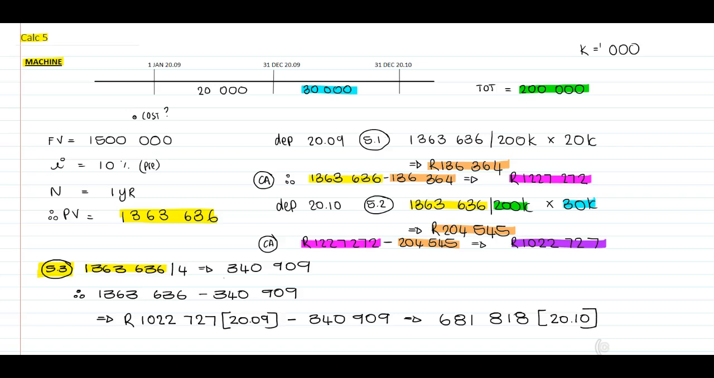Our tax allowance will be 340,909. Our tax base will be our cost minus our tax allowance of 340,909, and our tax base for 2009 will be 1,022,727. Minus the tax allowance for 2010, 340,909, and our tax base for 2010 will be 681,818. We need to include this in our deferred tax calculation.